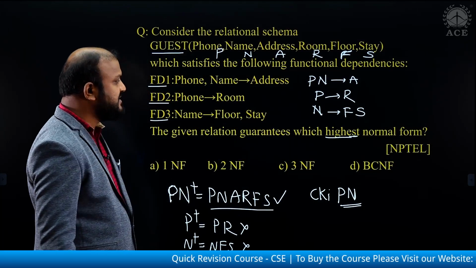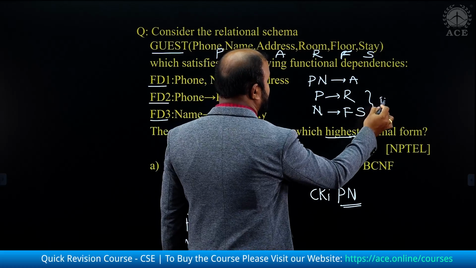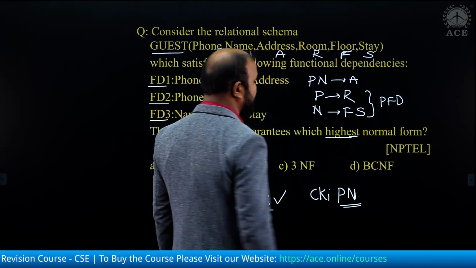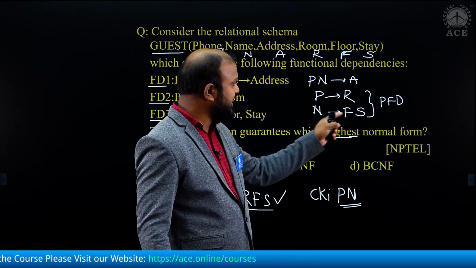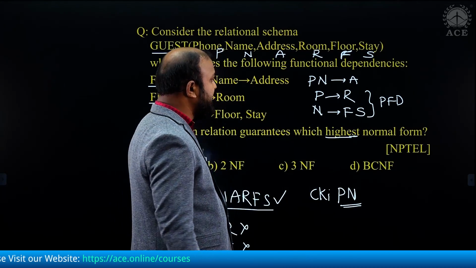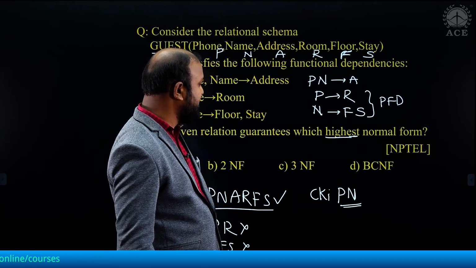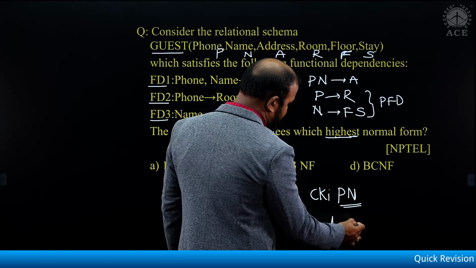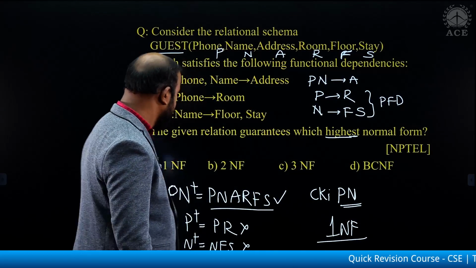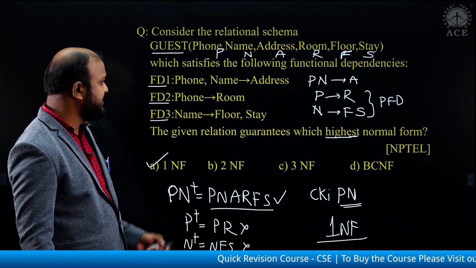If P and N is a key for this relation, these two are called partial functional dependencies. Why? Because P is part of the key, R is non-key, N is part of the key, F and S are non-key. Part of key to non-key relationships are called partial functional dependencies. Because partial functional dependencies are there, the guest relation is in which normal form? 1NF. So the answer for the question is option A. A is the correct answer.